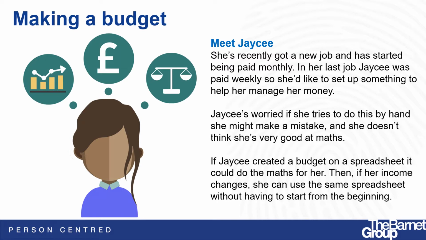If JC created a budget on a spreadsheet, it could do the maths for her. Then, if her income changes, she can use the same spreadsheet without having to start from the beginning.